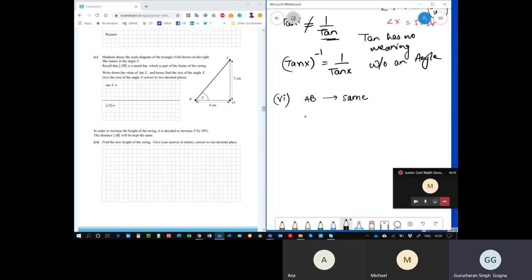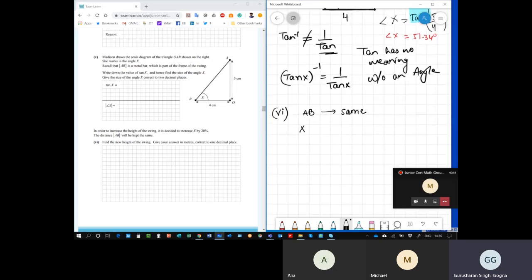Okay? But you are increasing the angle by 20%. So what's the current angle? 51.34. So you need to find out 51.34 plus 20% of 51.34. So you're increasing x by 20%, which means 51.34 plus 20% of 51.34. So let's find out.